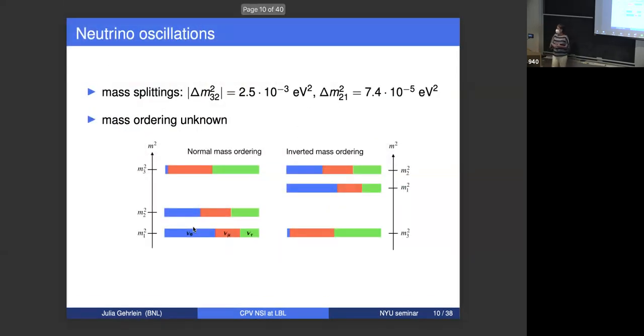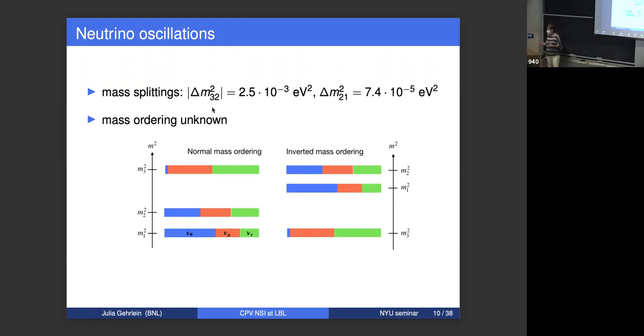So we also have measured the mass splittings in the neutrino sector. We have one large mass splitting, Δm²₃₂, and one smaller mass splitting, Δm²₂₁. However, we only know the sign of the smaller mass splitting. We do not know the sign of this mass splitting here, which means the neutrino mass ordering is currently unknown.